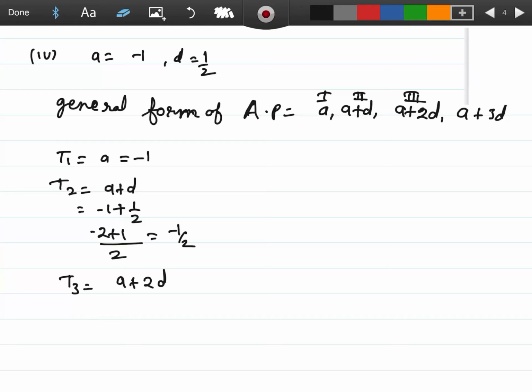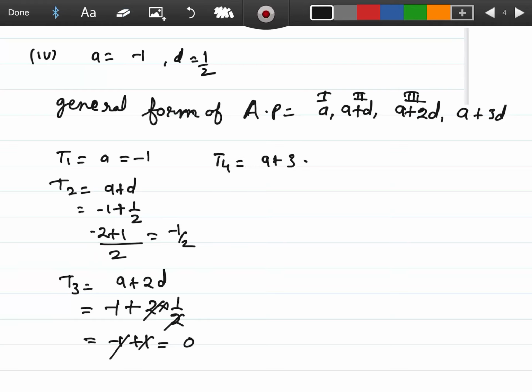Simply we have to put the values. -1 plus 2 into 1 by 2. The 1 by 2 will cancel. So -1 plus 1 will be equal to 0. And what will be the T4? T4 will be A plus 3D, that is -1 plus 3 into 1 by 2.